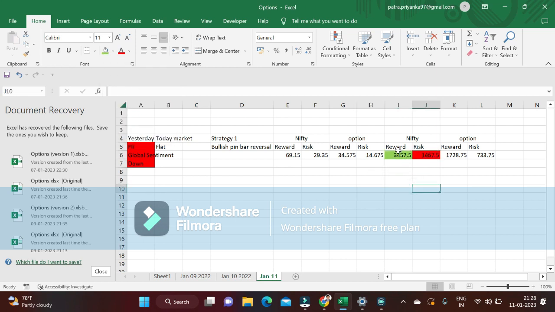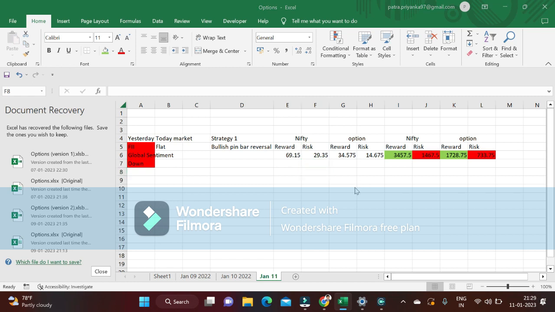Okay. So similarly, for the option this is. If you are trading Nifty futures, you are risking 1400 rupees and getting a reward of 3457. And for the option, if you are trading, you are risking 733 rupees, and you have the potential to get a reward of 1728 rupees. So we will also calculate the percentage altogether, how much you would have lost, how much you would have won altogether. We'll see the potential of the market on a given day.